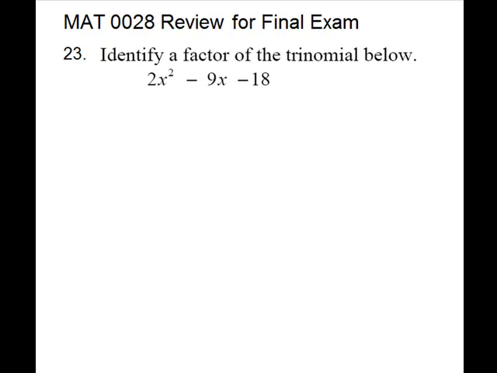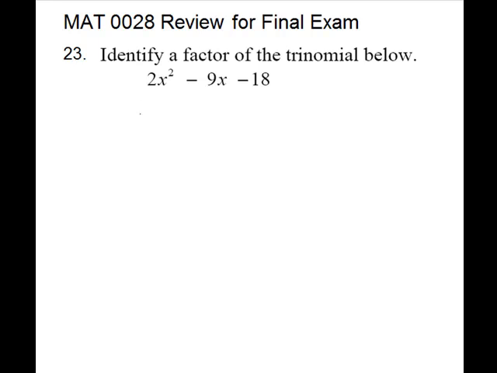23, we're asked to identify a factor of the trinomial below. So first we actually have to factor it ourselves. This is going to be a trial and error problem. We first look at it and we would try GCF. There is no GCF in this problem. And then we would say, okay, we have three terms, a trinomial. It does have a number in front. It is not a perfect square trinomial. So that brings us down to our only choice, trial and error.